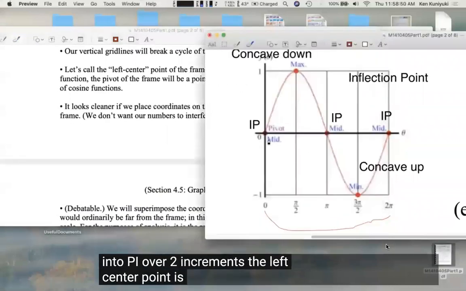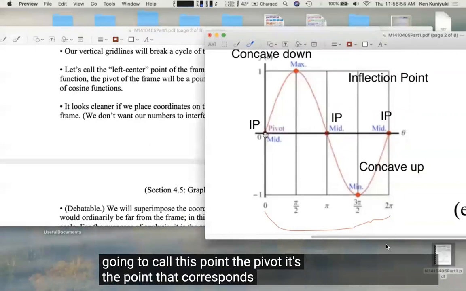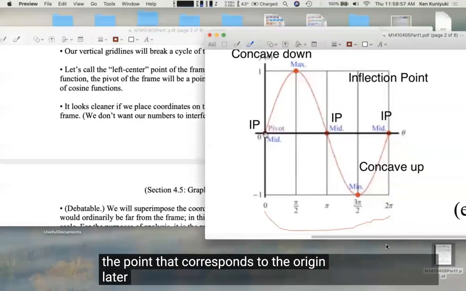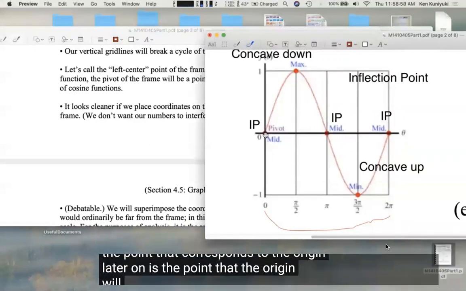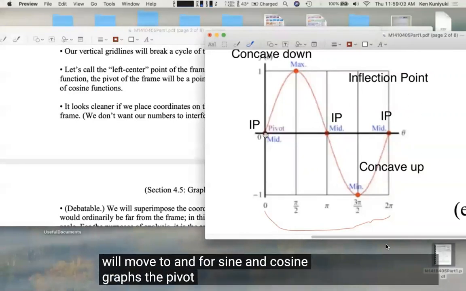The left center point is this pivotal point. I'm going to call this point the pivot. It's the point that corresponds to the origin. Later on, it's the point that the origin will move to. And for sine and cosine graphs, the pivot will always be at the left center of the frame. For right now, it's at the origin.